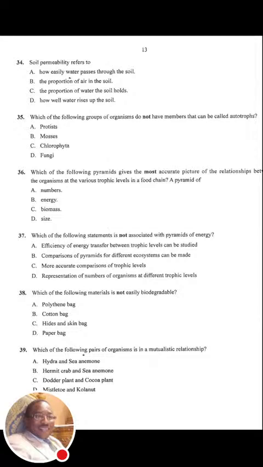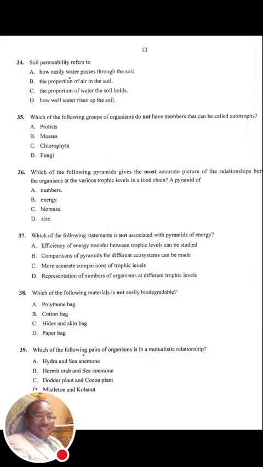For your information, hydra and sea anemone, both of them are cnidarians or coelenterata. They do not live at all in a mutualistic relationship. Both of them are independent. When you look at hermit crab and sea anemone, that is an example of mutualistic relationship.